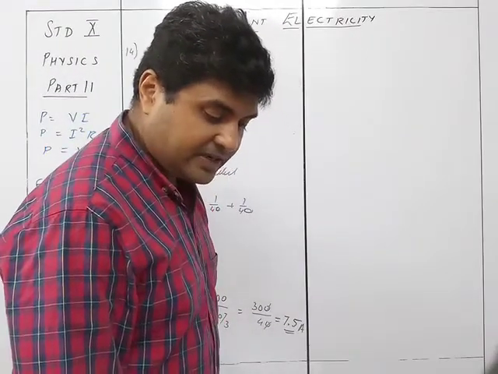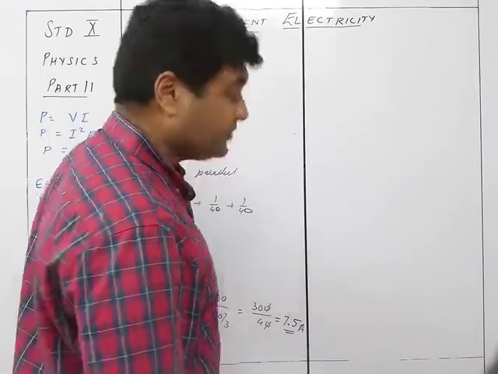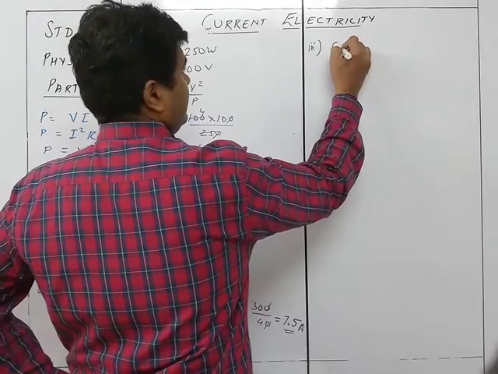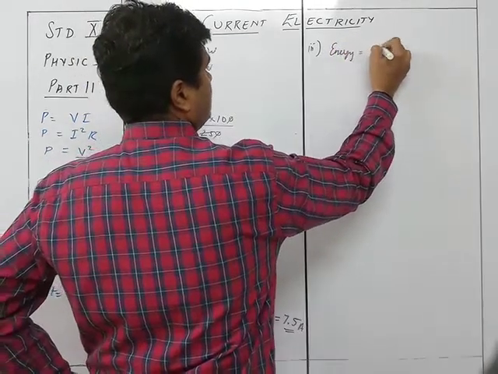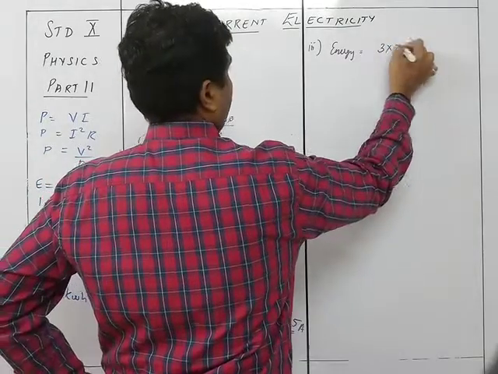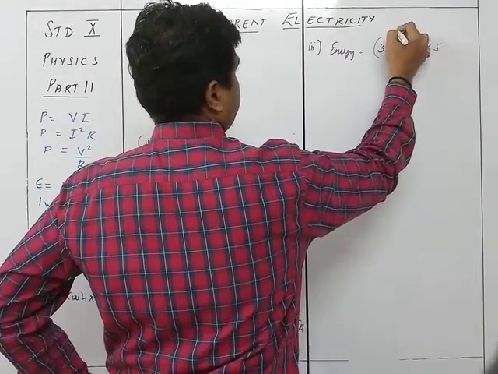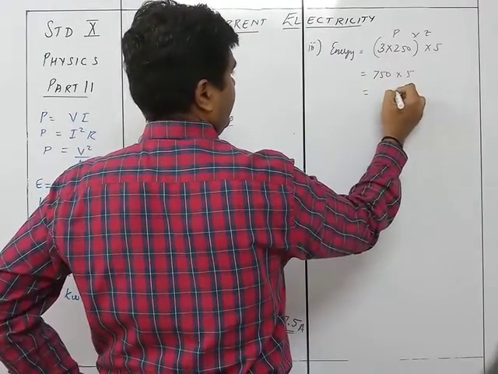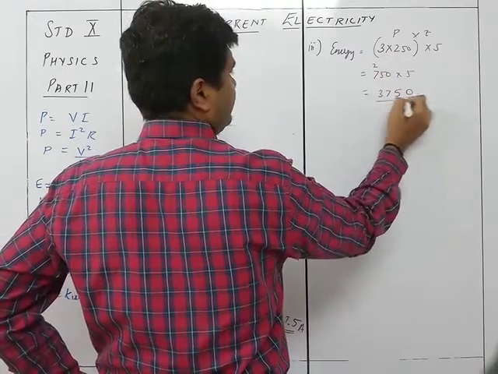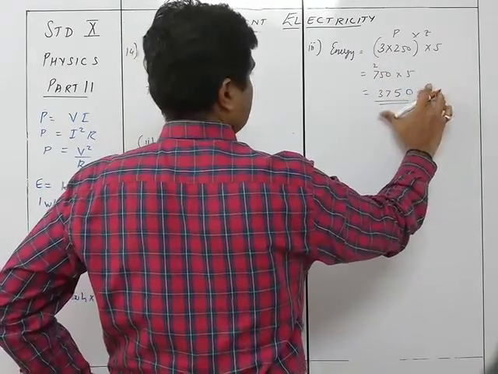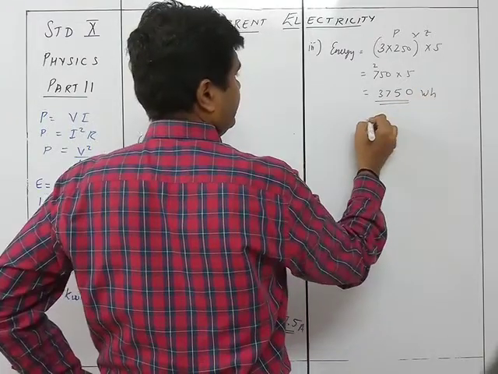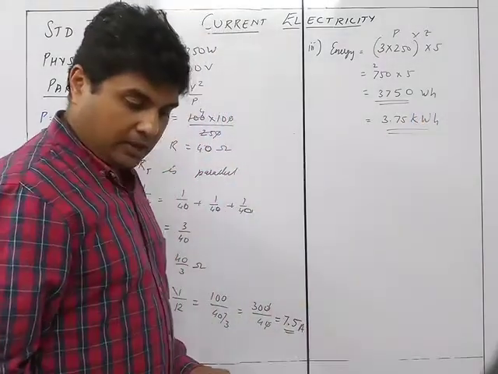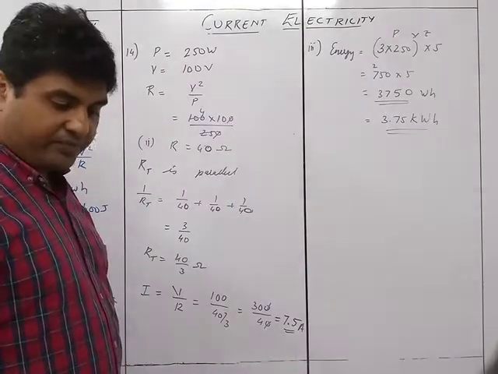And next is the energy supplied in kWh by the 3 heaters in 5 hours. So we have the third part as energy is equal to 3 into 250 into 5 hours, because this is P into T. So there is 750 into 5, which is 3750 watt hour, that is equal to 3.75 kilowatt hour. So this is the energy consumed in 5 hours, 3.75 kilowatt hour.